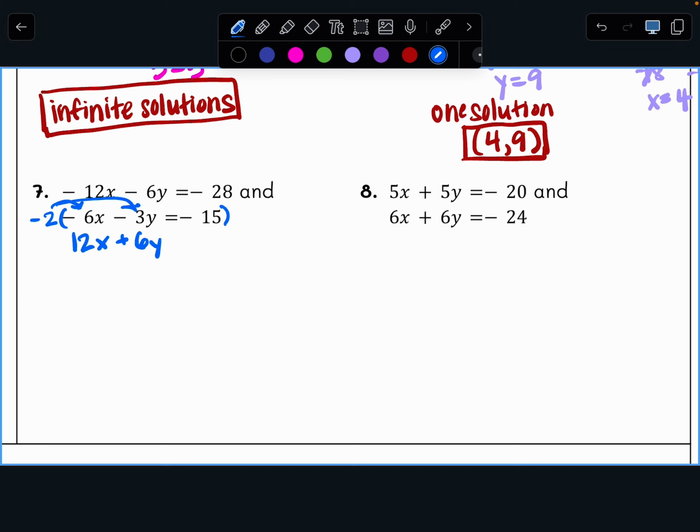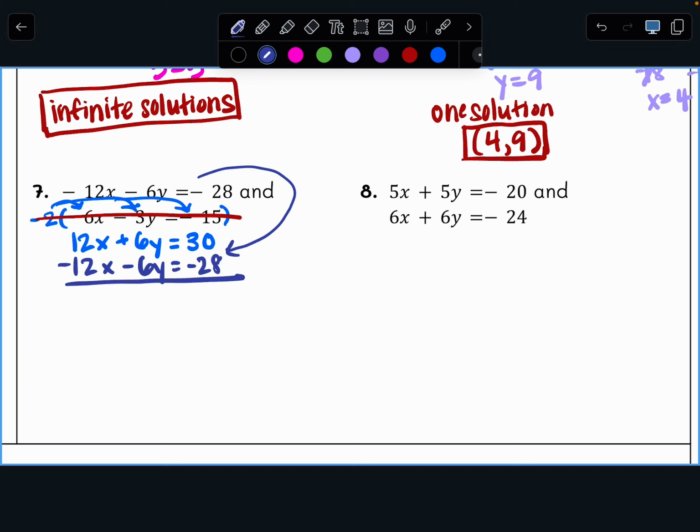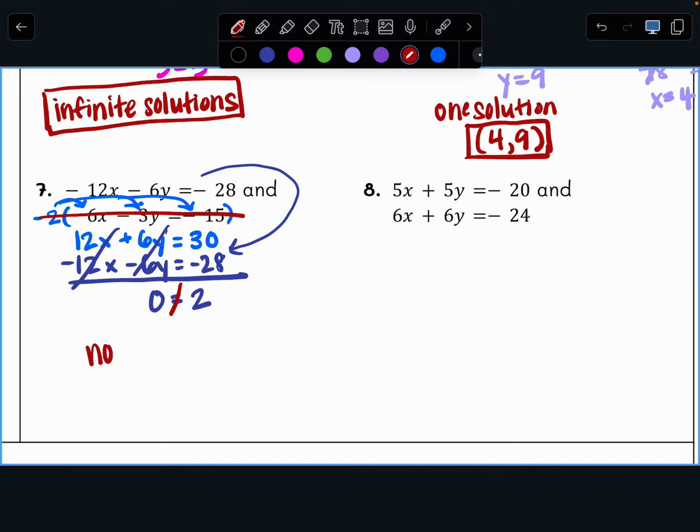plus 6y equals positive 30. Now I'll cross this one out, and I'm just going to rewrite this one down here. Negative 12x minus 6y equals negative 28. The x's cancel out and the y's cancel out, so I have 0 on the left side of the equal sign. 30 plus negative 28 is 2. 0 does not equal 2, so there is no solution.